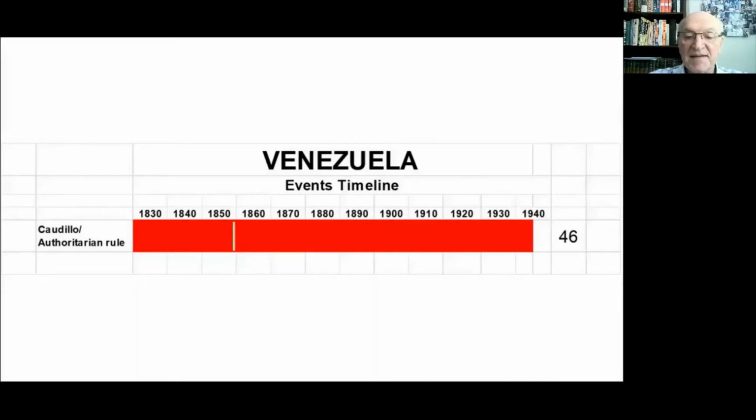And well, you can see that essentially the country was ruled by caudillos. There was only one exception in 1859, almost an aberration, a mistake. Manuel Felipe Tovar was a civilian, and he was elected by popular vote. That was the only time in these 115 years that there was a popular vote in the country. But unfortunately, his presidency lasted only 20 months.